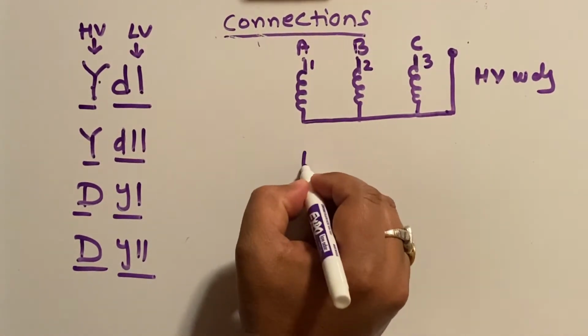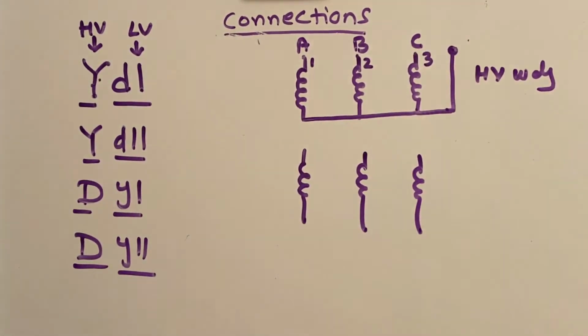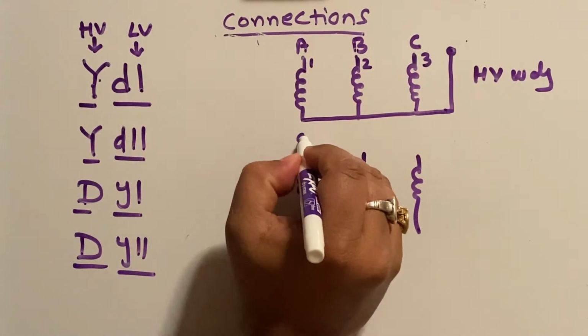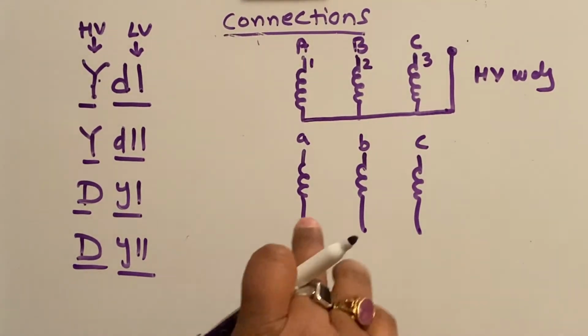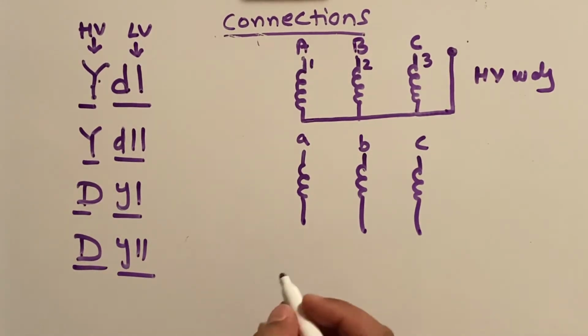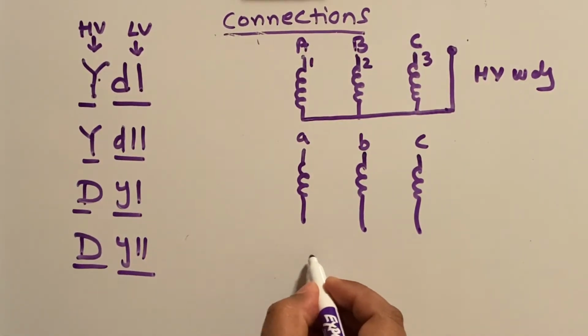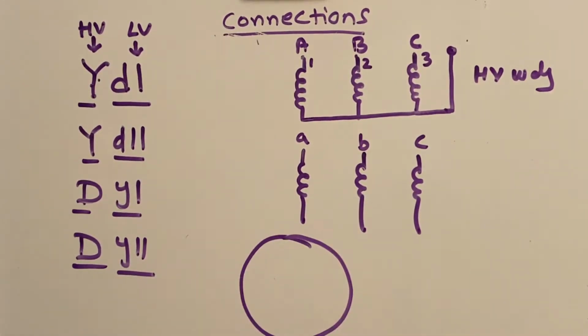Now similarly, I will make the 3 coils of the low voltage winding. So this is small a, this is small b, this is small c. Now the question is how to join this LV in order to make YD1. So here is a small trick to make it, and it is very much successful. So now in order to make YD1, what we will do is, as I described earlier, let's make a clock.